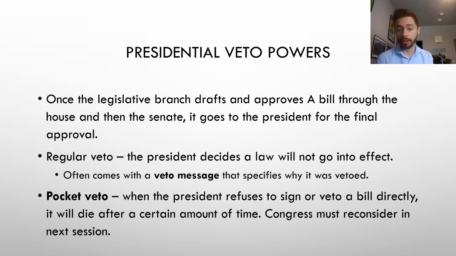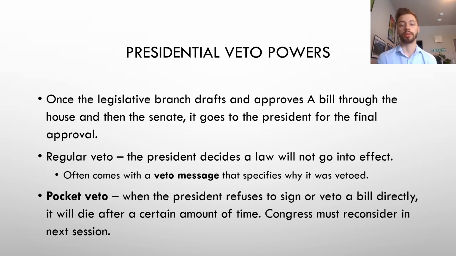So once the legislative branch drafts and approves a bill through the House and the Senate, it goes to the president for the final approval. So the president can sign it into law with just one signature and then it will go into effect, or they can sign a regular veto. This is where the president decides a law will not go into effect. They will sign that it will not go into effect and it often comes with a veto message specifying why it was vetoed. Now, the president does not have to give a clear reason why they vetoed legislation.